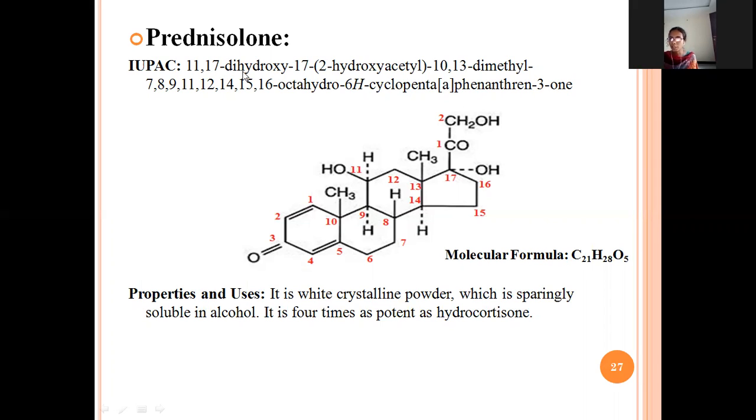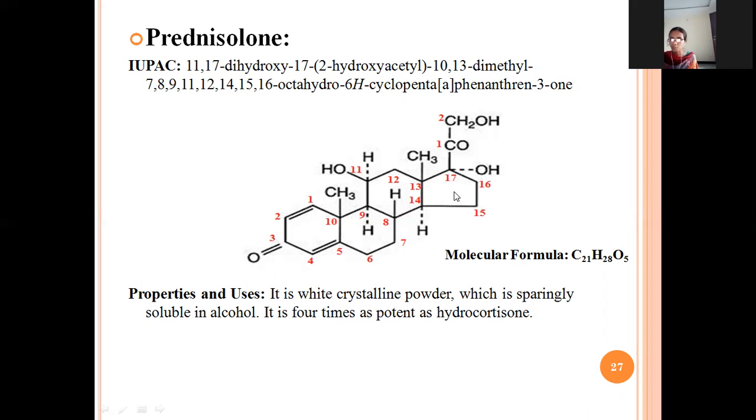11,17 dihydroxy 17 2-hydroxyacetyl 10,13 dimethyl 7 8 9 11 12 14 15 and 16 octahydrocyclopentane phenanthrene 3-one. So this is the structure of the phenanthrene.